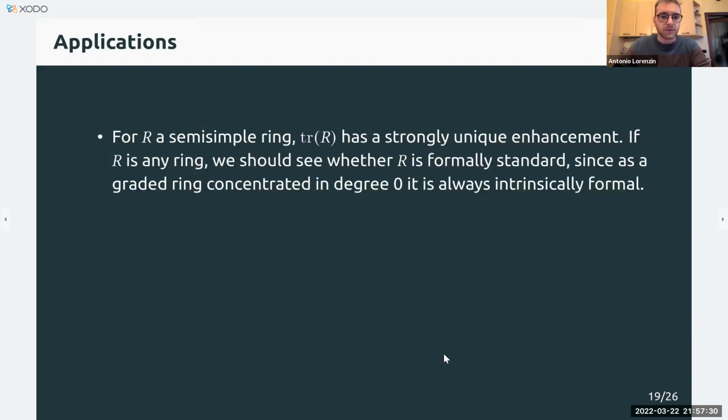Okay, so now some little applications. If you consider R to be a semi-simple ring, then the triangulated category of R has a strongly unique enhancement. If R is any ring, then we should see whether R is simply formally standard, because we have a very, very known result saying that any graded ring concentrated in degree 0, which is any ring, is always intrinsically formal. So we have strong formality for free.